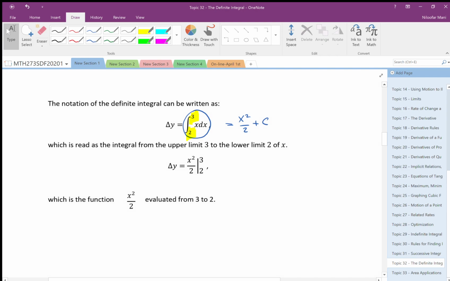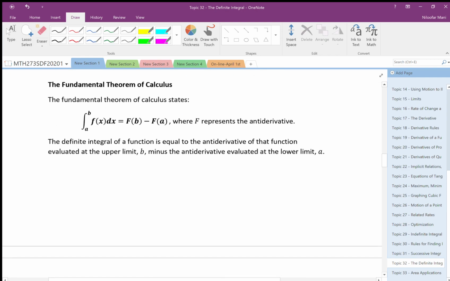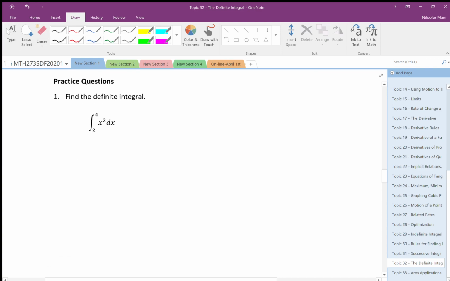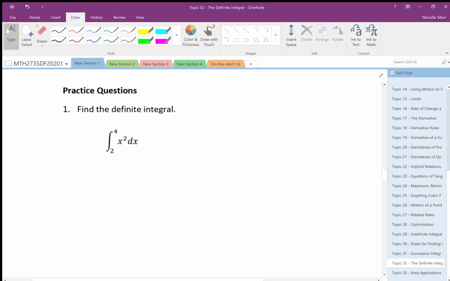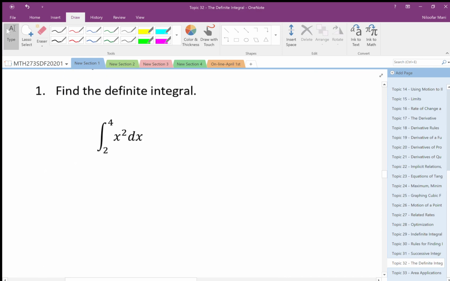Okay, so now I can do this question. What is this? So, okay, first forget 2 and forget 4. Forget them. Okay, don't think about them at all. Okay, what is the answer? The answer is x cubed divided by 3. Do I need c? No, I don't need. Why? Because I have from 2 to 4.